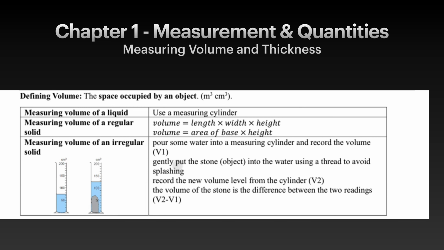And the most important is the method used to find the volume of irregular solids. For this, pour some water into a measuring cylinder and record its volume, say V1. Gently put a stone or the object into the water using a thread to avoid it from splashing. Record the new volume level from the cylinder, say V2. The volume of the stone is the difference between the two readings, which is V2 minus V1.